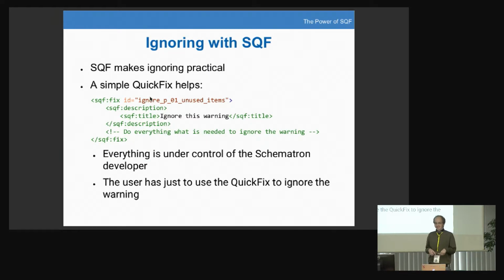With Schematron Quick Fix, it is. Because now you can declare your own quick fix, which just handles this. It's all under the control of the Schematron developer. He can just say, okay, you need this attribute, then it will be ignored, and the quick fix does it. And the user just uses the quick fix.